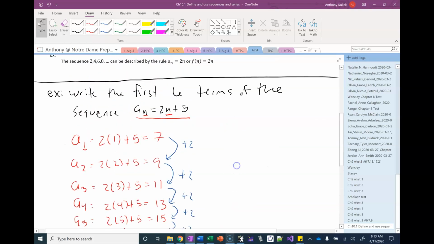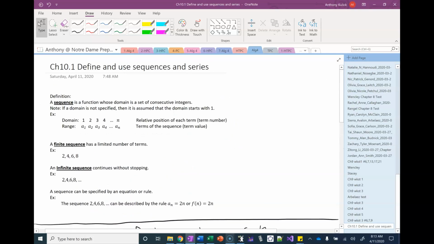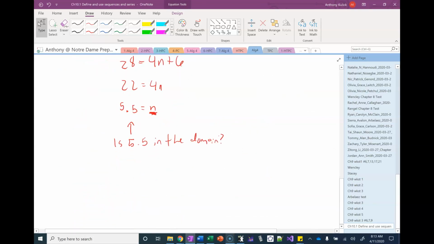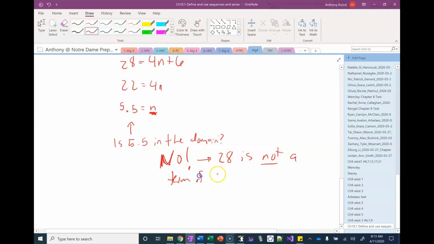Well, if we go back and look at our original definition, the domain is a set of consecutive integers. Remember, the integers are positive or negative whole numbers, including 0. 5.5 is not a whole number. So what that tells me then is 28 is not a term of, let's say, a sub n equals 4n plus 6.